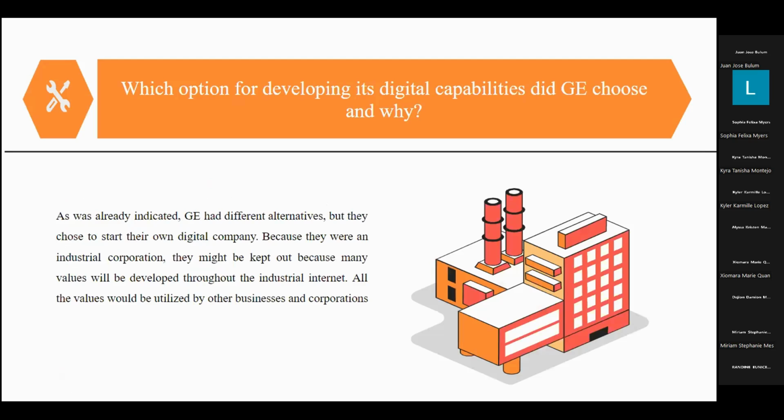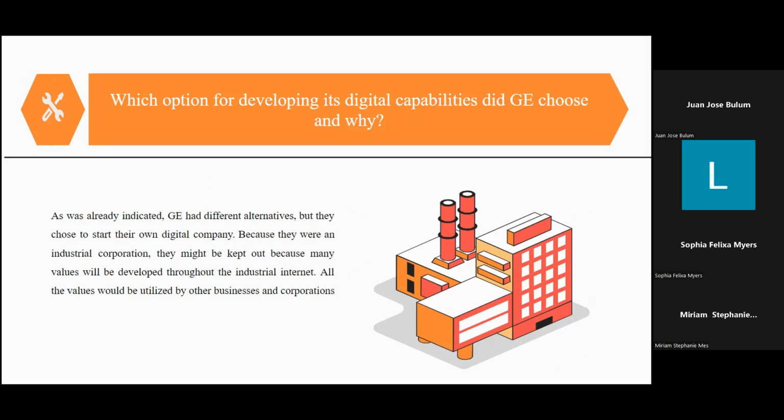So the next question asks, which option for developing its digital capability did GE choose and why? As was already indicated, GE had different alternatives, but they chose to start their own digital company. Because they were an industrial corporation, they might be kept out, because many values would be developed throughout the industrial internet. And they wouldn't want that because all the values would be utilized by other businesses and corporations. So they would rather develop their capabilities and learn in the process to adapt the company to a new expertise and change the culture inside the organization.